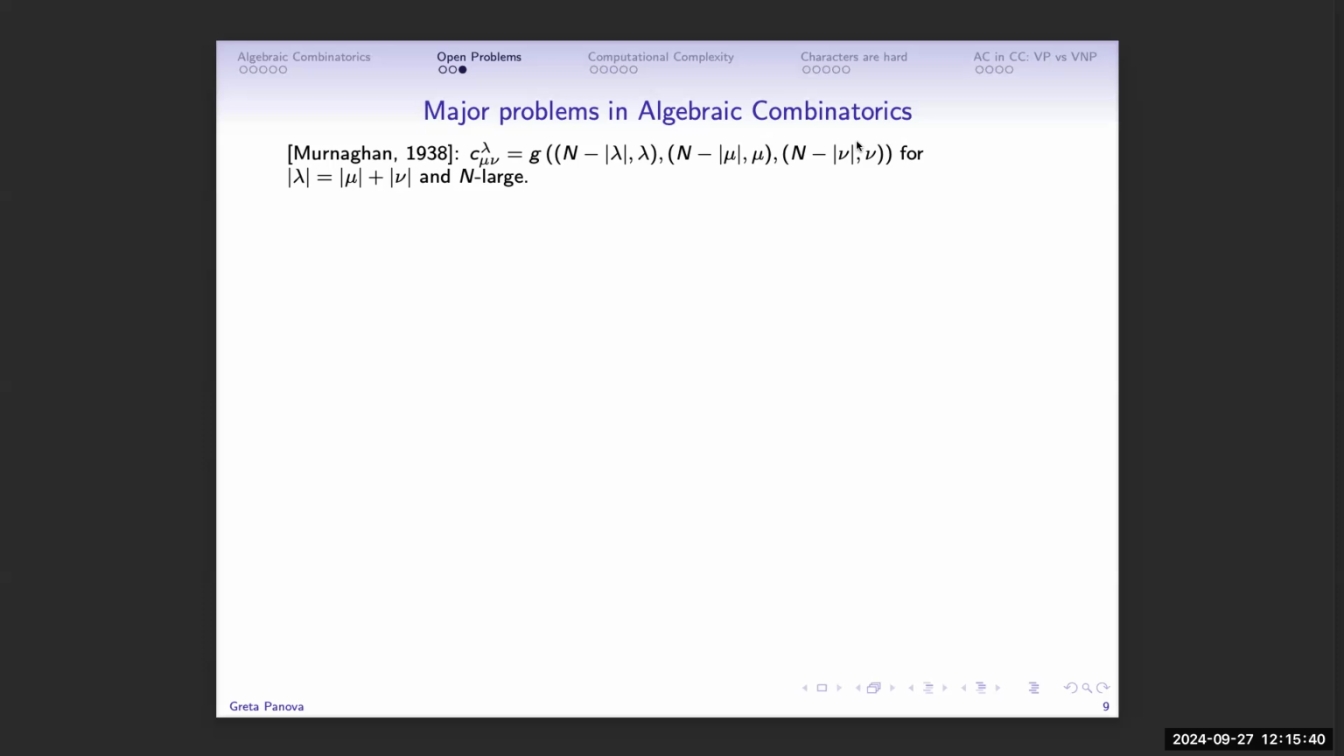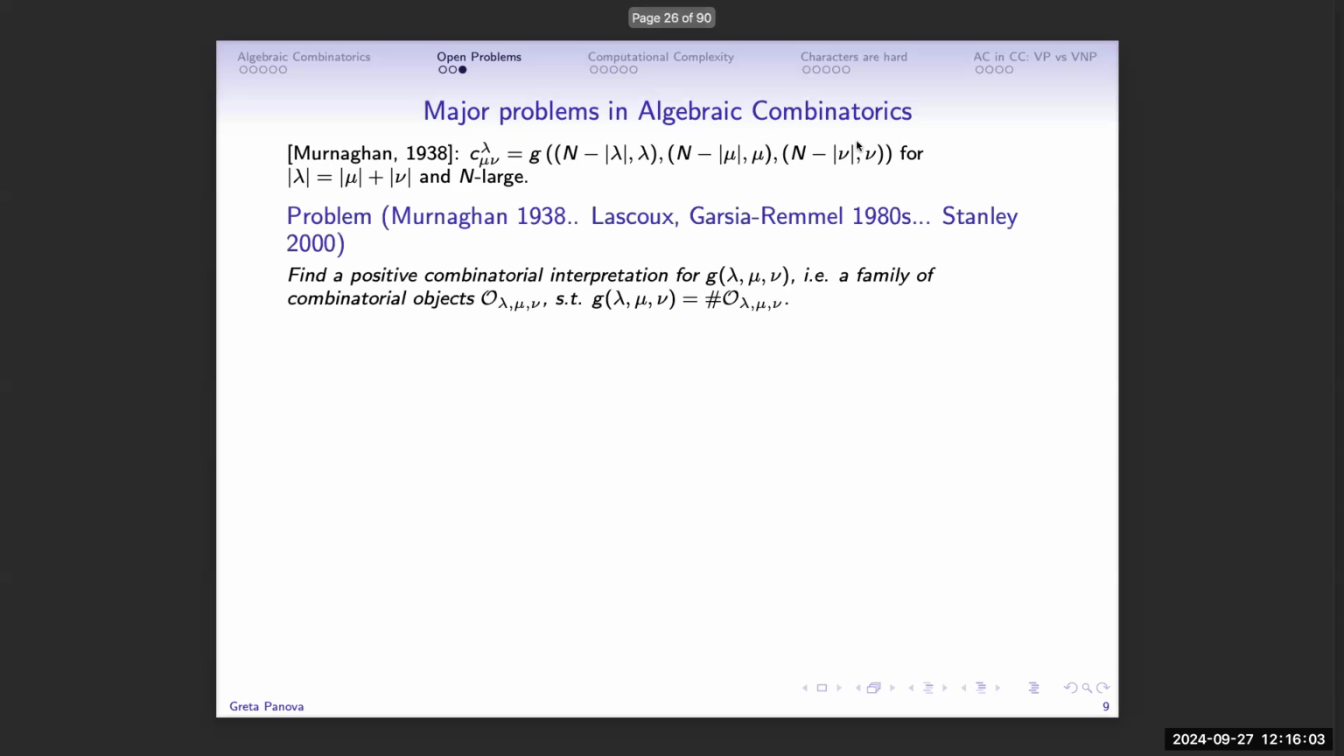So Murnaghan actually defined the Kronecker coefficients in 1938 and noticed this property, and then he started asking, so how do we compute those Kronecker coefficients? And in his first paper, he was just trying to do some very, very small examples, and so it's kind of difficult. So there is no pattern or even methodology for that.